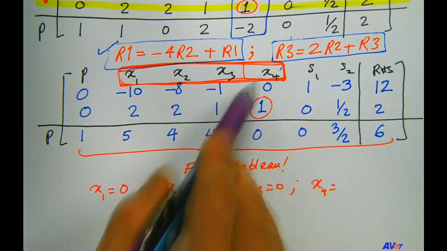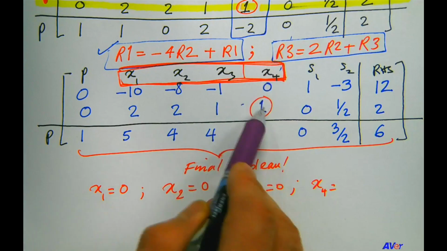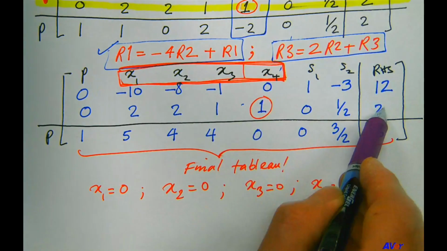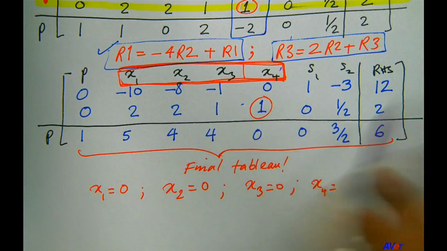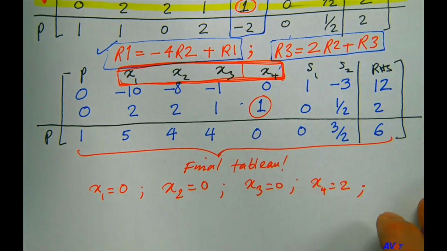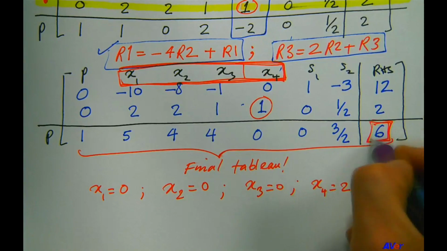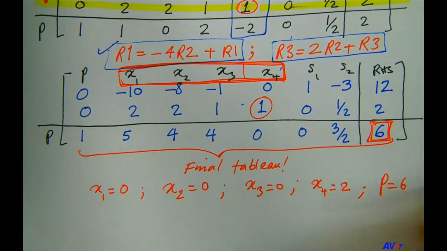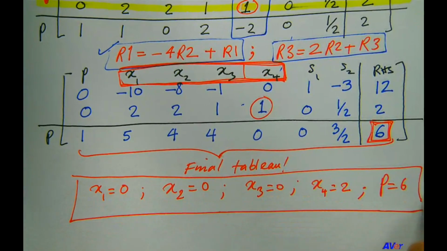So the value of the variable x4 in the maximum problem is read in the right-hand side column right across from the 1, which is 2. And of course, the value of the objective function at maximum is 6. It's always in this corner right there. So P equals 6. So the solution of the maximum problem using the simplex method is that.